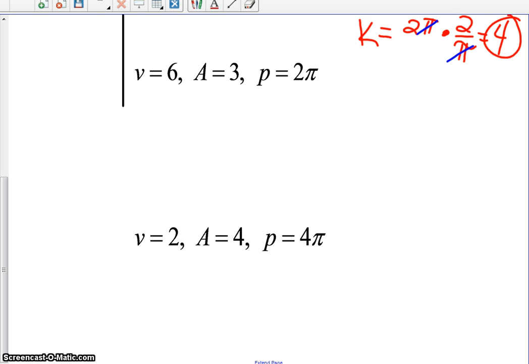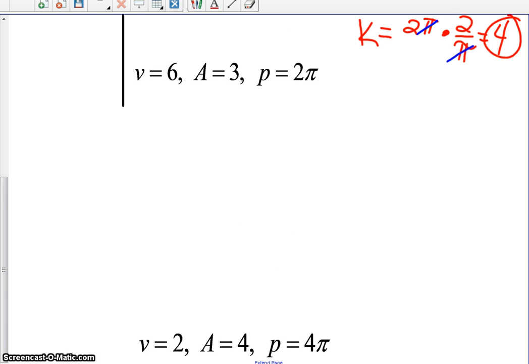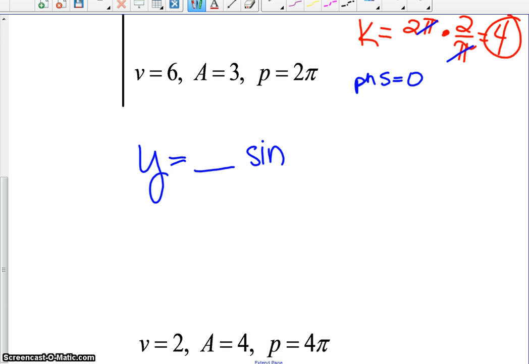My next example here is my vertical shift is 6, my amplitude is 3, my period is 2 pi. Assume that my phase shift is 0. Again, I want to do this, y equals, and assume that we're still talking about sine here. Amplitude of sine, k, and then we have x, and since we have no phase shift, I'm just going to leave it x like that, and then we're going to say here plus or minus something here.